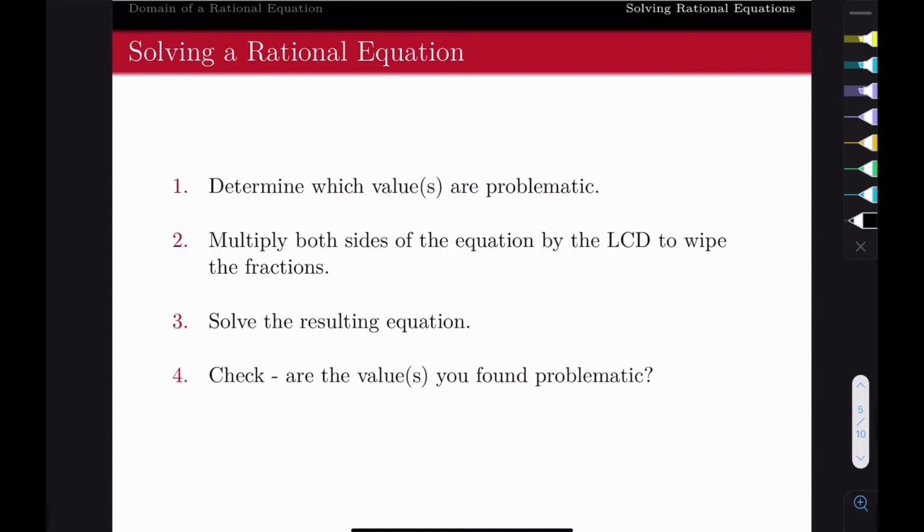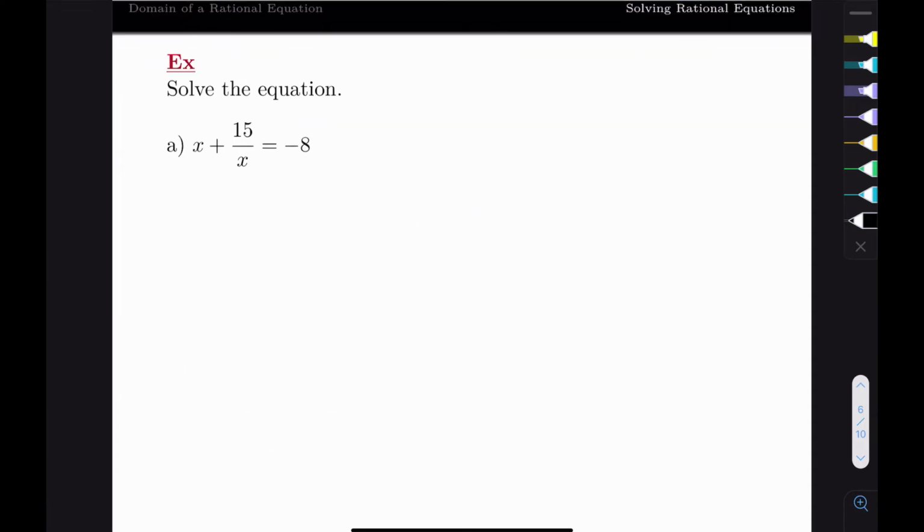Afterwards, once you solve that simplified equation, you want to check your solutions. Again, I don't necessarily mean plugging it back in to make sure it works, but you want to make sure that value was not something problematic, because that could be an issue. We really are just going to do a ton of examples. We want to solve the equation.